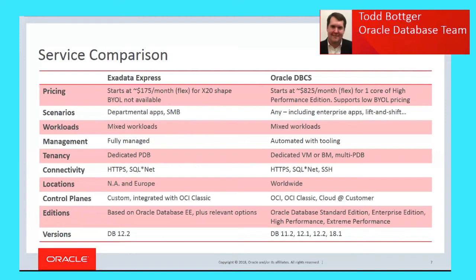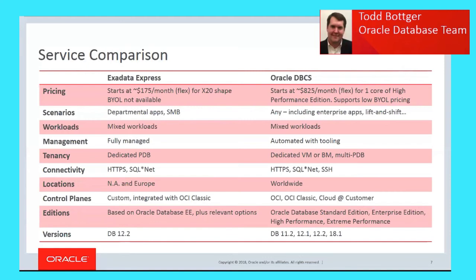On average, Exadata Express starts a little lower. It's more of our entry-level service. It starts at about $175 per month with the flex pricing. And of course, it can be much less than that, because with the cloud credits, we're billing per hour. So if you don't have it running every hour of the month, it can be quite a bit less than that. But if you're running it for a full month, you're in our flex pricing plan. You can get a fairly capable X20 shape for about $175 a month.